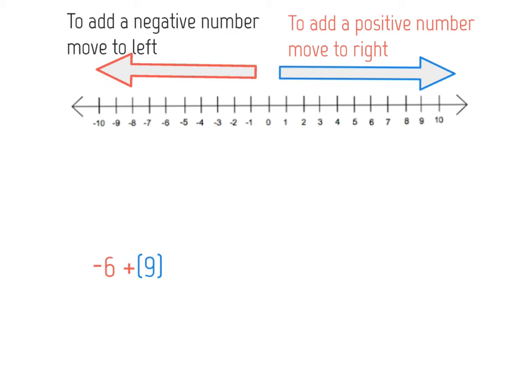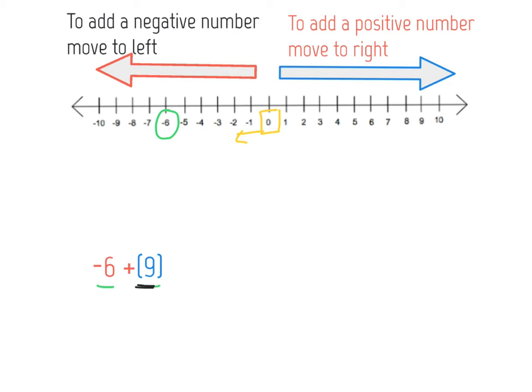Now keeping that formula in mind, let's solve a question. So we have the formula ready. There's a number line. On the left it says to add a negative number, move to the left, and on the right it says to add a positive number, move to the right. So the question is -6 plus 9. -6 is a negative number and 9 is a positive number. So where does -6 exist on our number line? Since -6 is a negative number, it lies on the left of 0. So here is our -6.